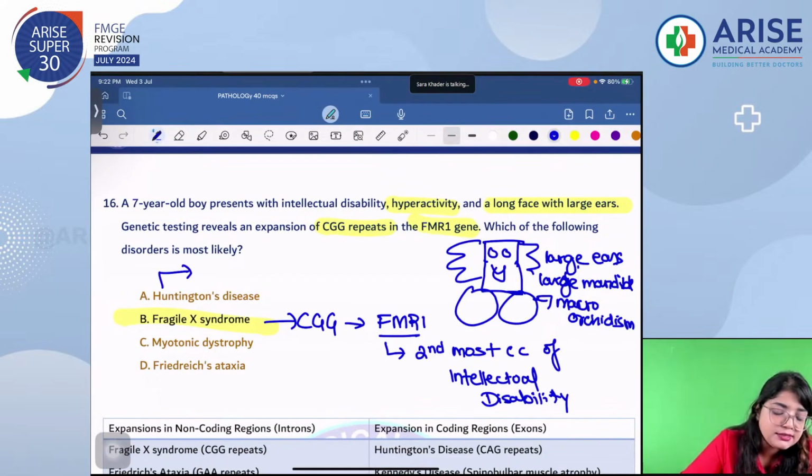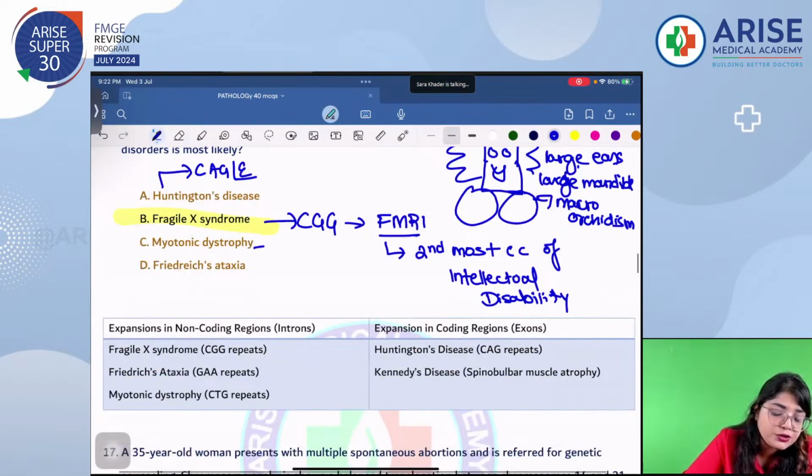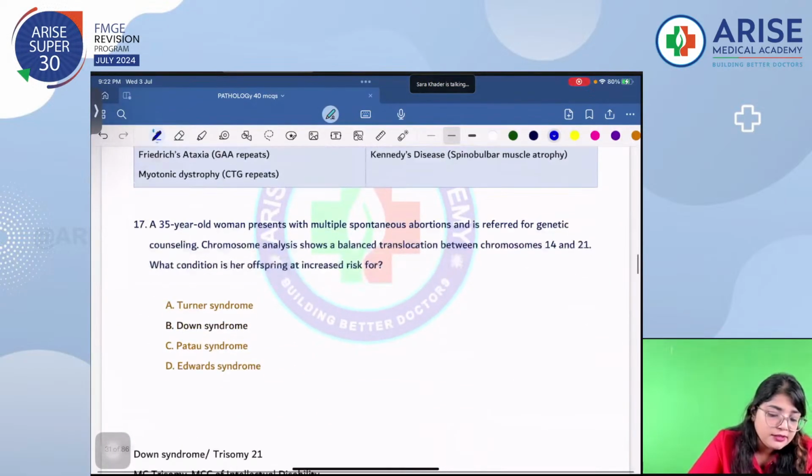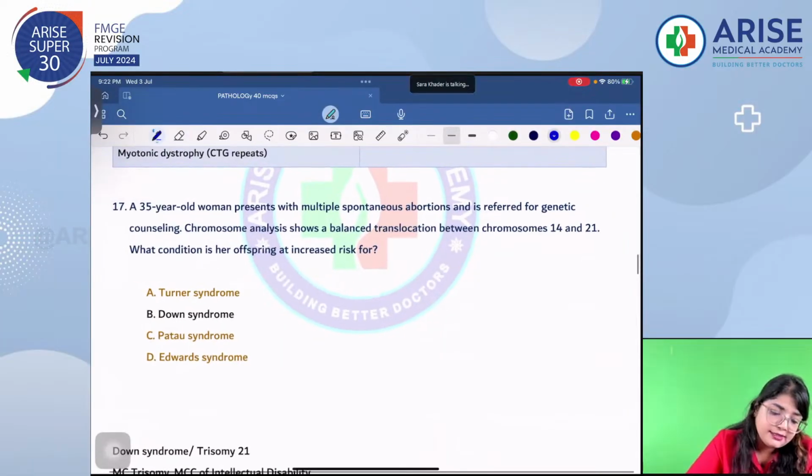What about Huntington's disease? So this affects the caudate nucleus, right? There are CAG repeats in the exons. So it is also known as hunting in the cage. Myotonic dystrophy shows you CTG repeats. Friedreich's ataxia shows you GAA repeats. Okay. So these are given here. Just go through them. Yes, very good.